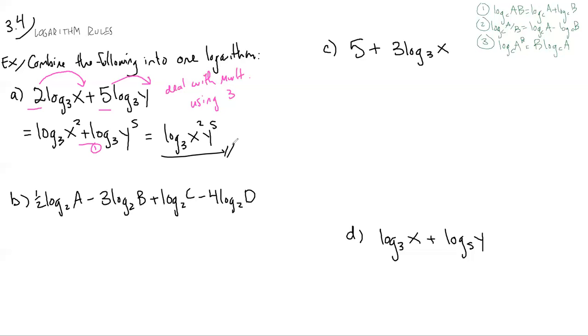And that should be my final answer. So for the next one, first of all, same idea. I'm going to deal with rule 3 first. Always deal with those multipliers first. And so what I'm going to get is log base 2 of a to the power of half, which is just root a, minus log base 2 of b cubed, plus log base 2 of c. There's nothing on that one. And then minus log base 2 of d to the 4.